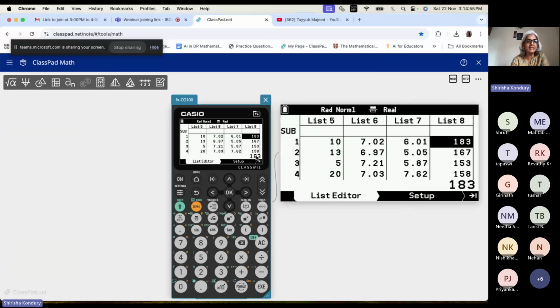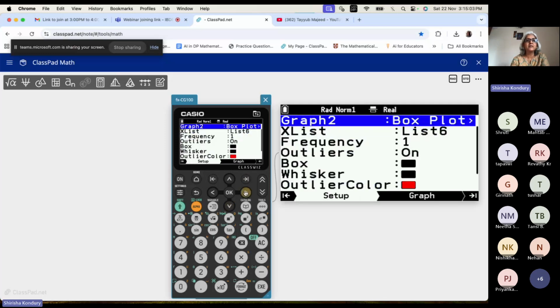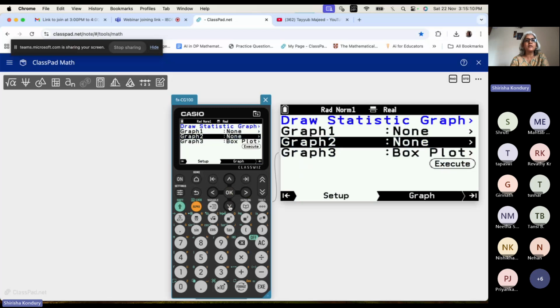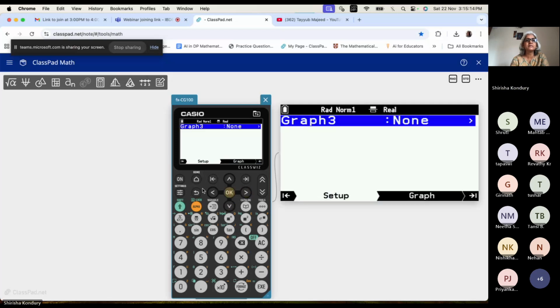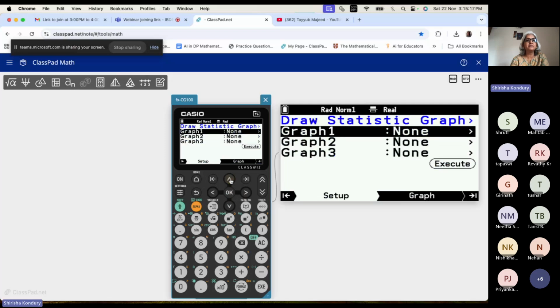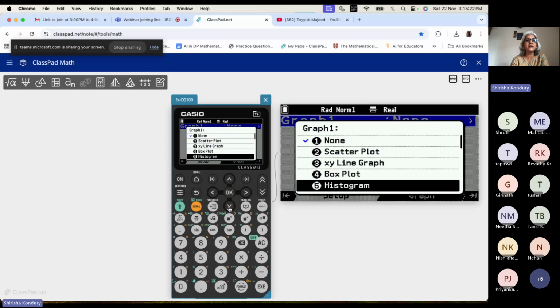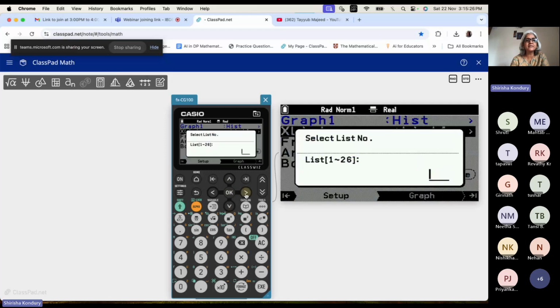For example, we are doing that. So again, I have entered the data in the list. I'm going back here. I want to maybe change all this to none, because I don't want these graphs to be done. I only want a histogram now to be shown. And go back to any of the graphs that you want to. And this time I'm choosing a histogram. And my list is in list 8. My data is in list 8.